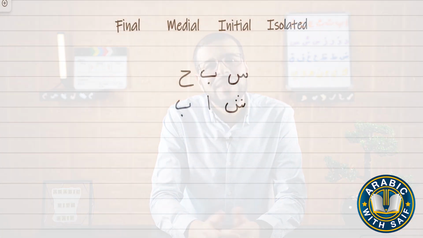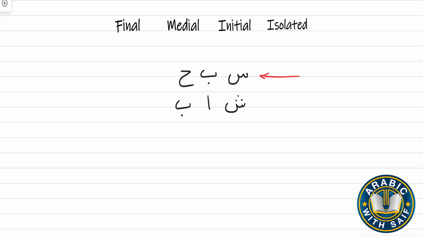Okay, now I will show you some isolated letters and try to form two words. If you have any question, please write it in the comments. I'm always ready to answer. Sin, Ba, and Ha. Try to form a word from these three letters. Sheen, Alif, Ba. Try to form another word.